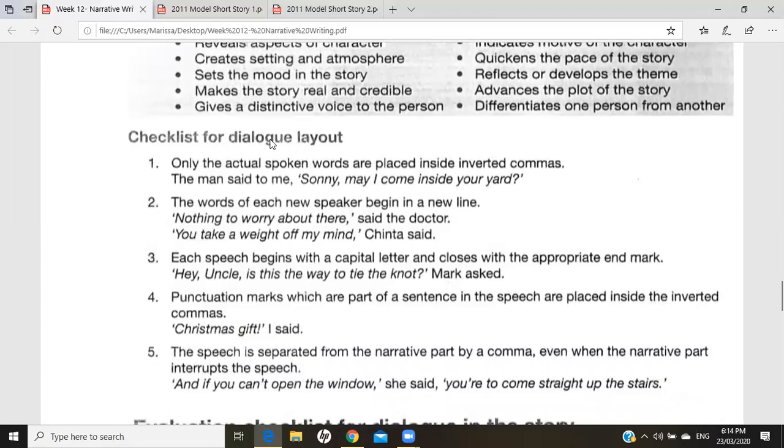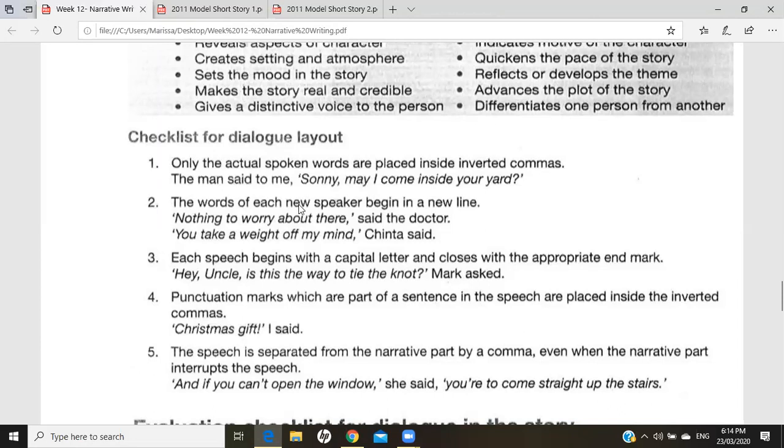So this is a checklist for the dialogue layout. Everything you need to know about dialogue and incorporating it in a story. Number 1, only the actual spoken words are placed inside inverted commas. For instance, in the story you may want to say, the man said to me, then you put a comma, then you put an open quotation mark, "Sonny, may I come inside your yard?" Question mark, and then you close inverted commas. So only the actual spoken words, you put them in the inverted commas.